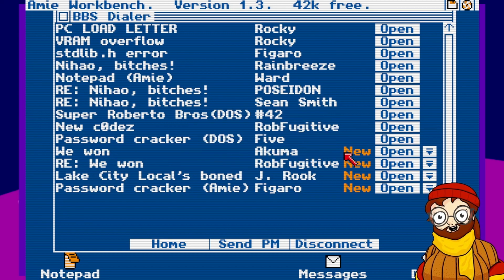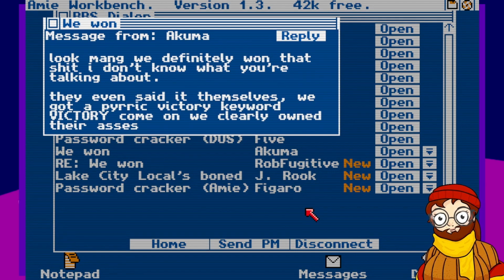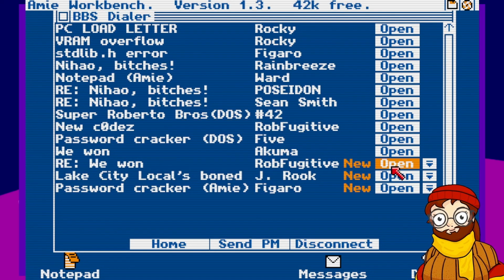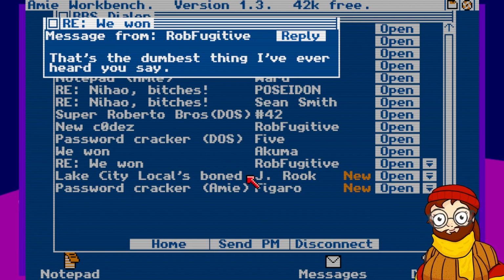We won! Akuma: Look, man, we definitely won that shit. I don't know what you're talking about. They even said it themselves. We got a Pyrrhic victory. Keyword, victory. Come on, we clearly owned their asses. Okay. I don't know what this flame war is about. Rob Fugitive says, that's the dumbest thing I've ever heard you say.